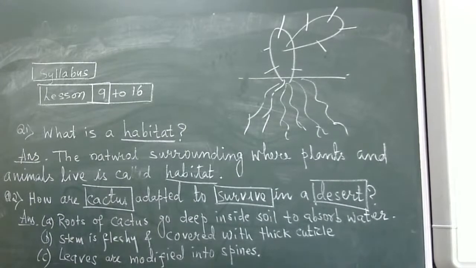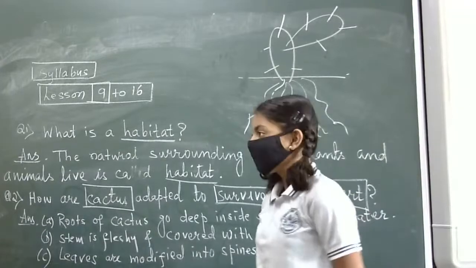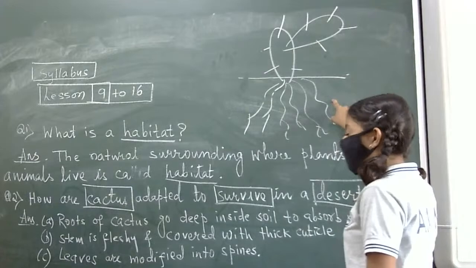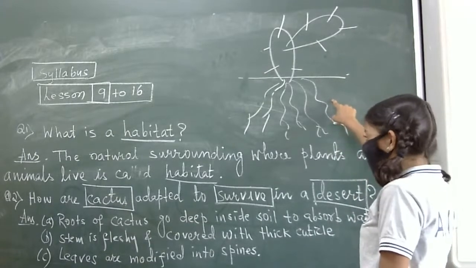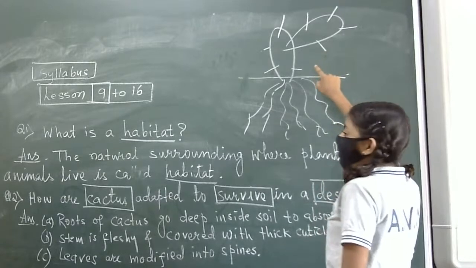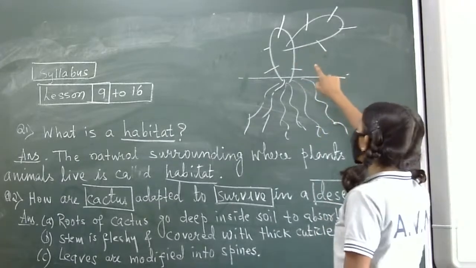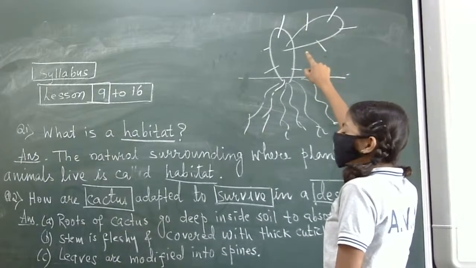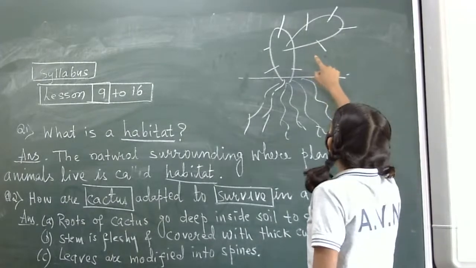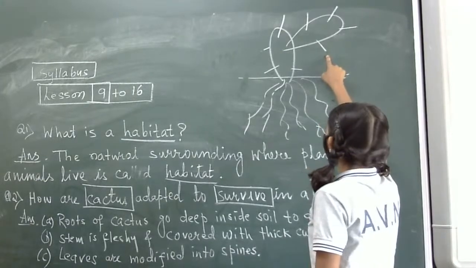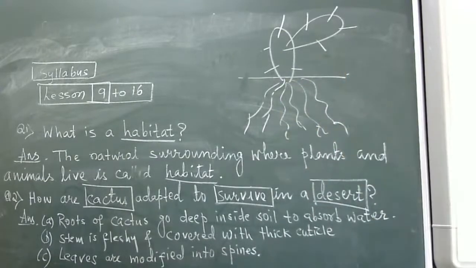Roots of cactus, touch it and tell. Roots of cactus go deep into soil to absorb the water. Yes. Stem is fleshy and covered with thick cuticle. And instead of leaves, leaves are modified into spines. Spines. Okay. Again, who will come?